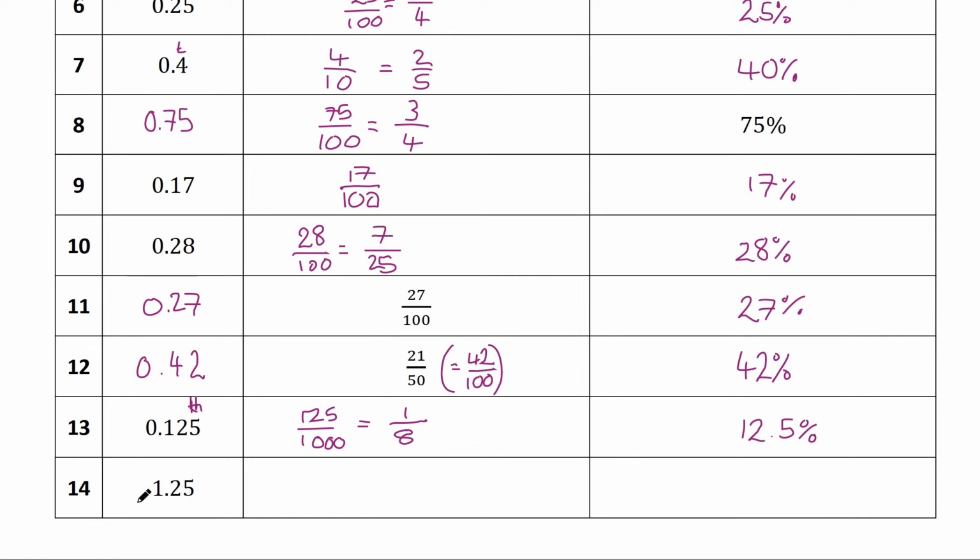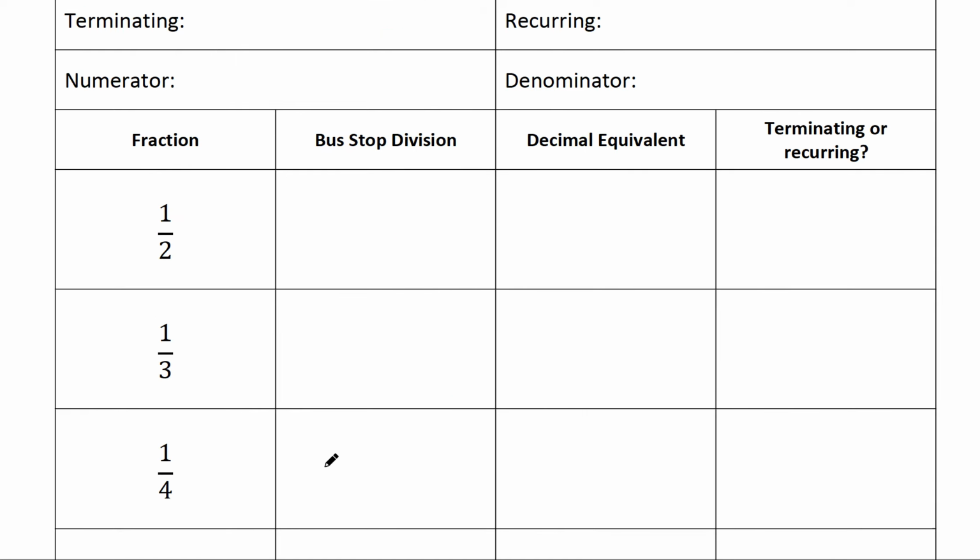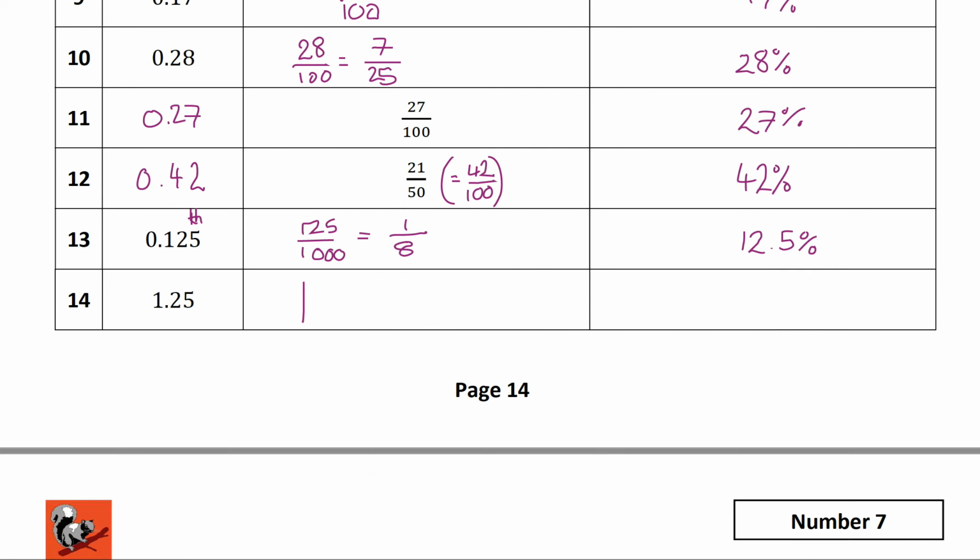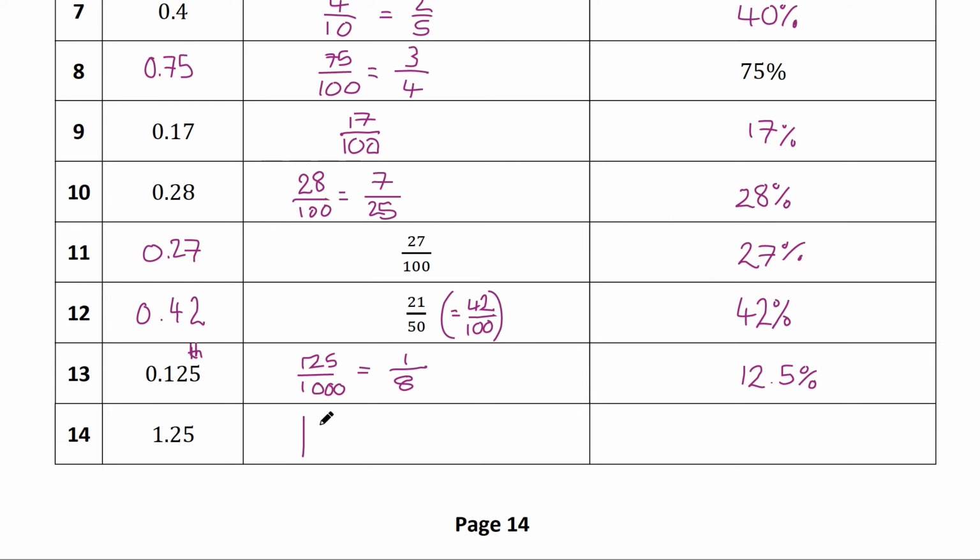And finally, I've got a decimal bigger than 1, so this is going to be 1 and something else as a fraction. This is 1 and 25 hundredths. But we've done 25 hundredths above, and it was a quarter, so this is 1 1/4, as a percentage times by 100. That gives us 125%. Okay, well done guys, if you managed to do that.